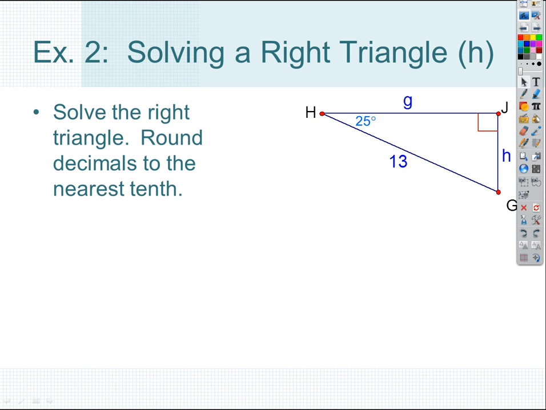In 9.6, what this section is called is solving right triangles. What does that mean? Solving a right triangle just means I'm going to be given some limited information, probably 3 pieces of information about that triangle, and I want to fill in the remaining 3, so I have all 6 pieces of information for the triangle filled in. What do I mean by 6 pieces of information about a triangle?